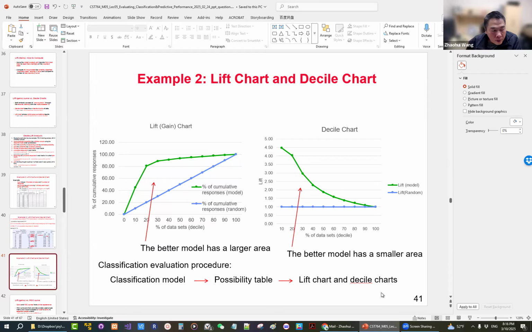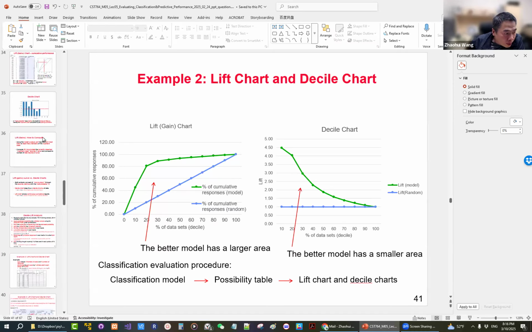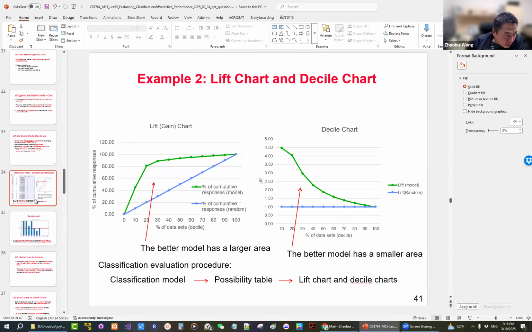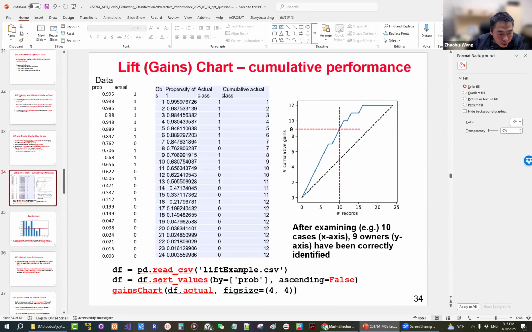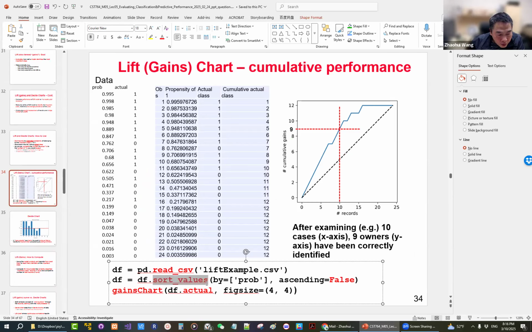Yeah. Actually, we already have the code, and we have it here. We make sorting first. Actually, before this, we need to make the training and then make prediction on the validation data. Then make the sorting on the probability. Then we obtain the gain chart. A gain chart will be the lift chart. Okay. Further, we can have the decile chart.